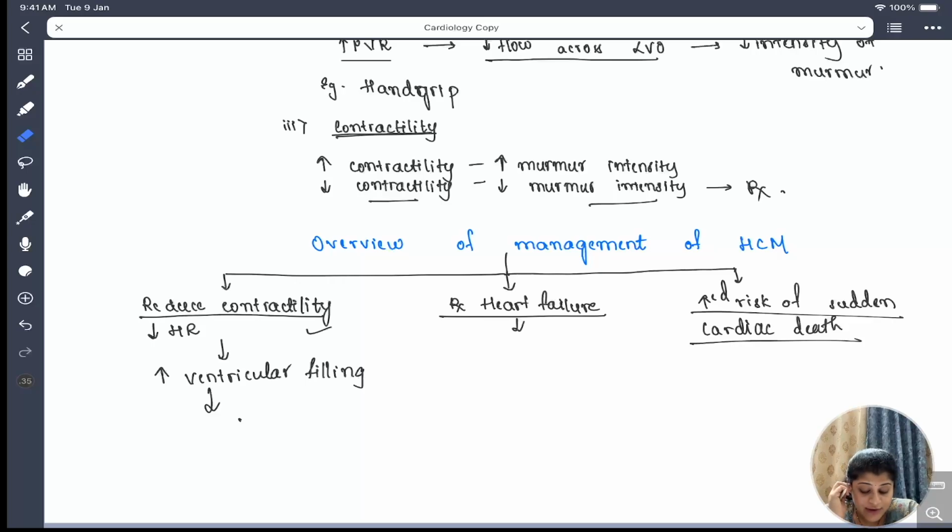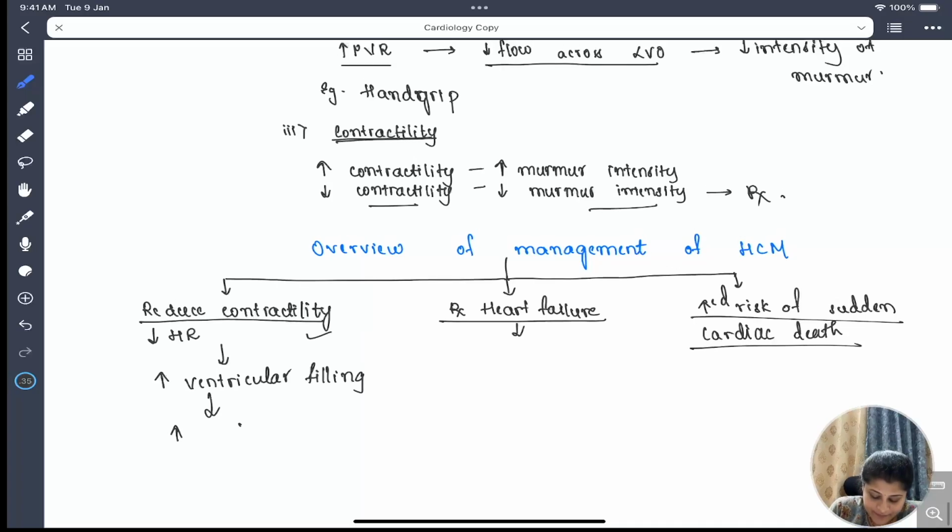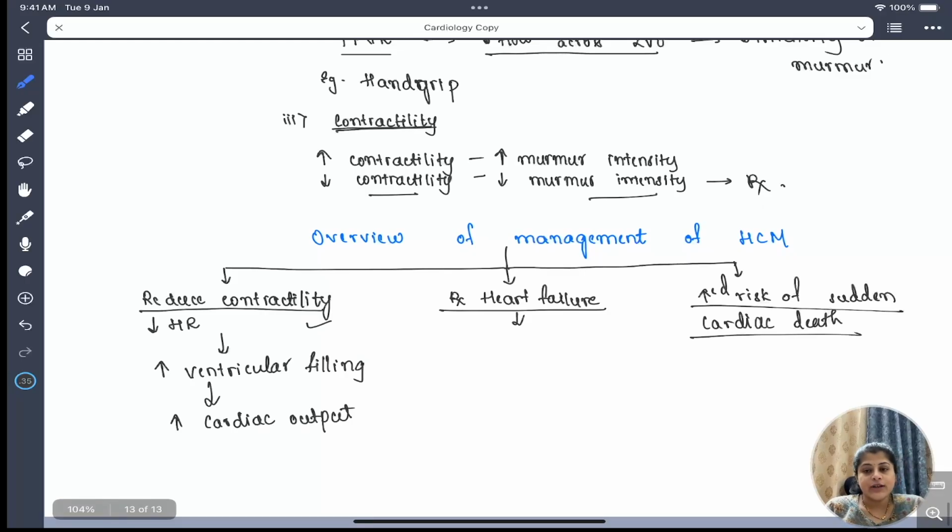So first, concentrate on reducing the contractility and heart rate. What did I say? Whenever the contractility is reduced, what is happening? The obstruction reduces. Now, what else happens? When the heart rate is reduced, there is sufficient time for ventricular filling. Now, once there is increased ventricular filling, what happens? There is increased cardiac output. This will reduce patient symptoms.